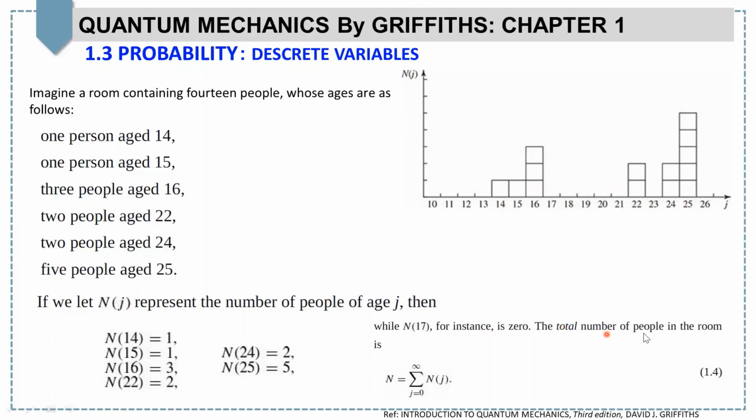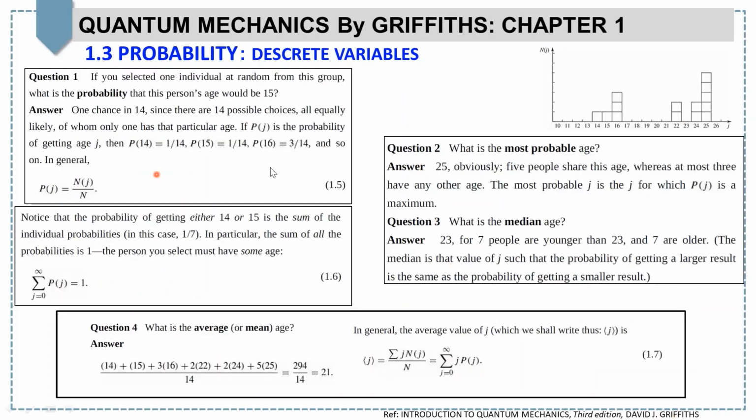So now the total number of people in the room can be written in general form as N equals the summation from j equals 0 to infinity of N(j). Let's call this equation number 1.4, just following the book of Griffiths. Here are different questions and we need to understand how to solve them.